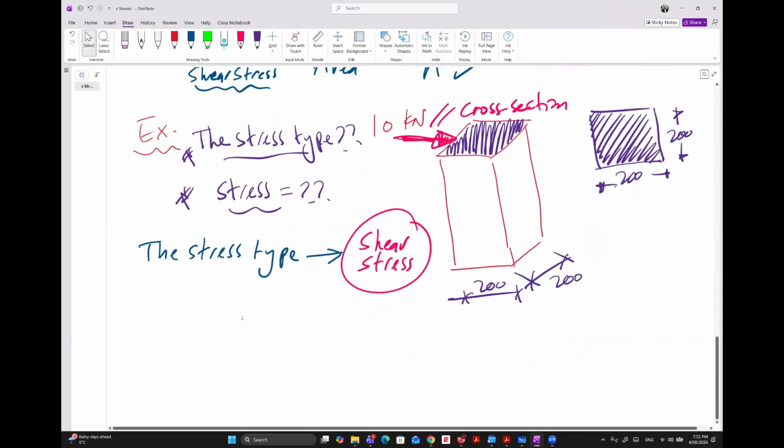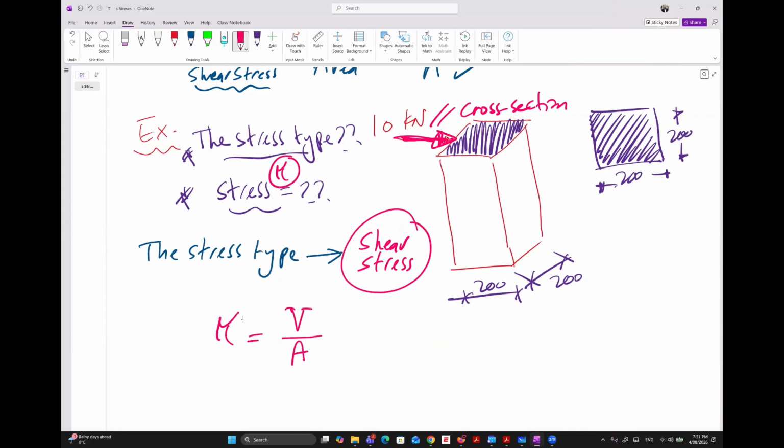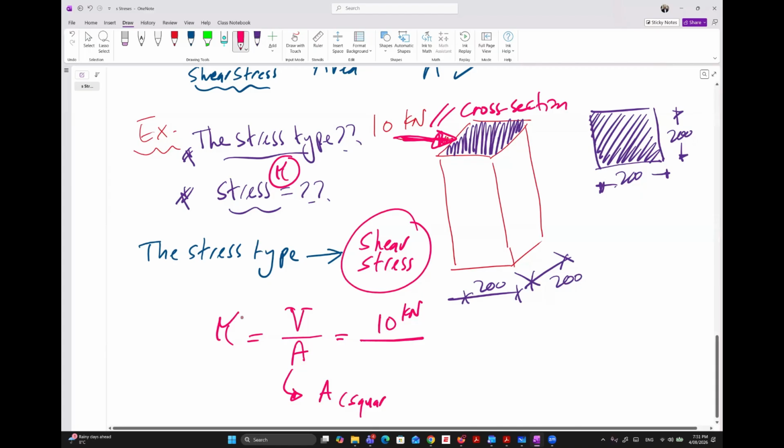Second part, how can we find the stress? Now the stress is tau. Tau is equal to V divided by A. How much is V in this case? 10 kilonewton. How much is A? We need to find A. In this case A is for a square. This one is easy for you. What is the area of a square?